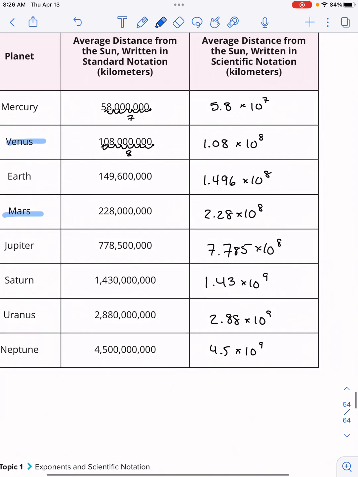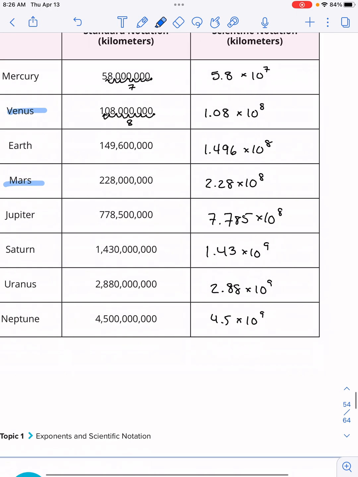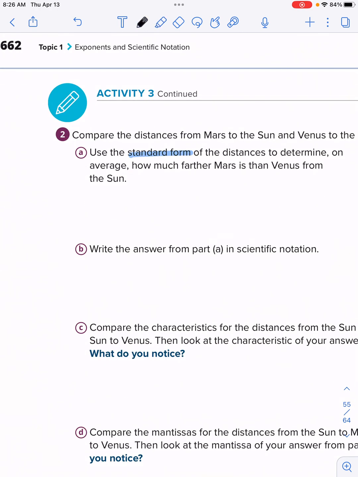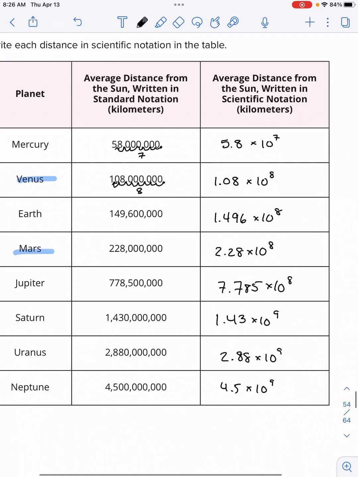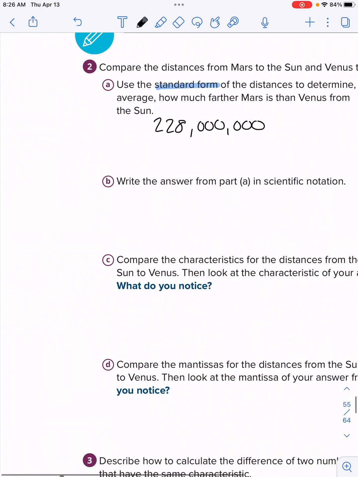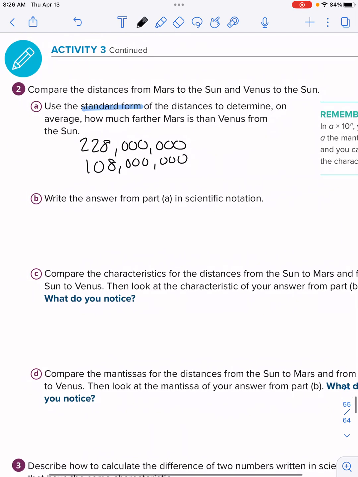And I'm going to write this out. Let's start with Mars since it's bigger. 228 million. And now let's take Venus, 108 million. All right. How much further is it away? Right, so we're comparing distances. So we're going to be subtracting to see how much more it is away from the sun.